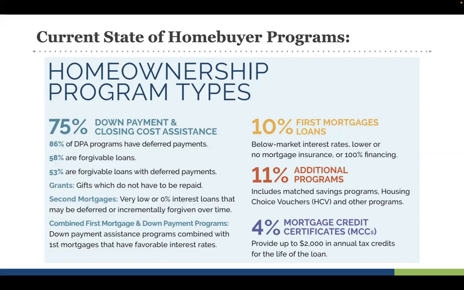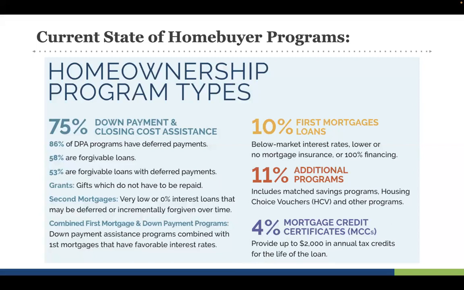So of all of those programs, most of them are some form of down payment or closing cost assistance. On the left side here, 75% of all of these home buyer programs are some form of down payment or closing cost help. Now that breaks down into several categories. As you can see below that, 86% of those DPAs or down payment assistance programs defer payments, meaning that you don't have a monthly payment on the down payment assistance loan. 58% of those DPA programs are forgivable. That can be in part or in full. That can be at some period in the future or incrementally over time.